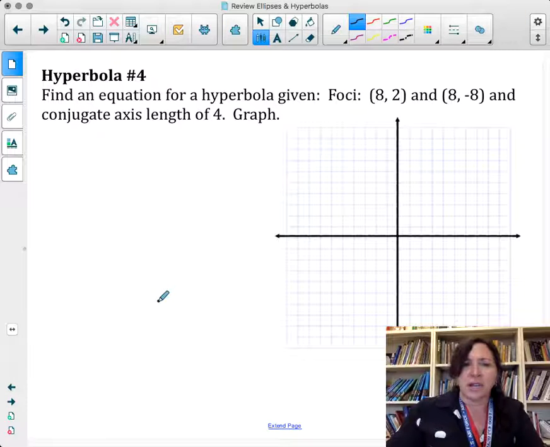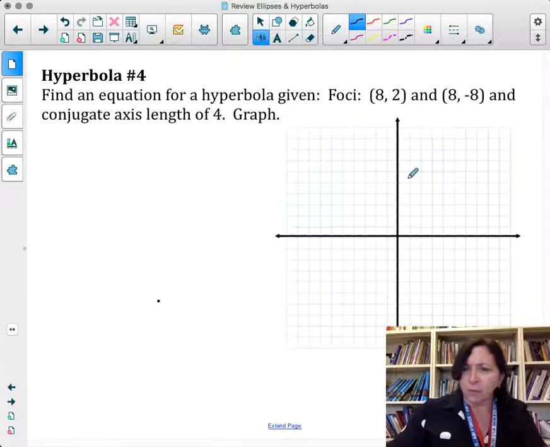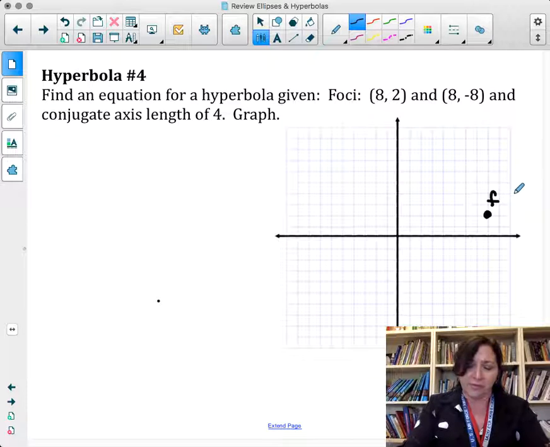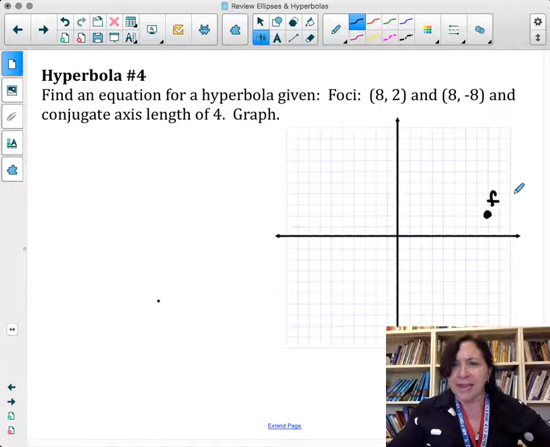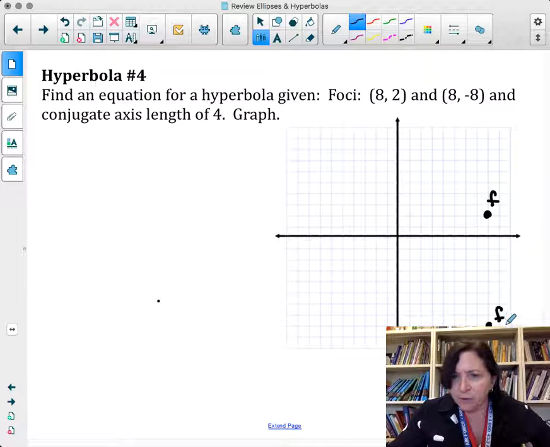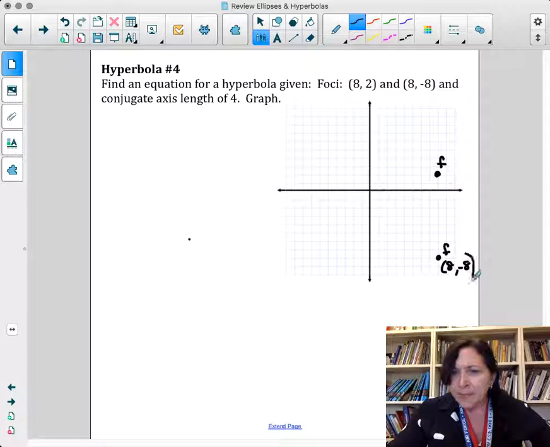So the last question is for hyperbola number 4: find the equation of the hyperbola given the focal points, which are 8, 2. So 8, 2, up 2, there's 1 focal point. I like to put like an F or a V for vertice, or F for foci, and then 8, negative 8. So 8, here's 8, negative 8, which is down here. So this is another foci, which is at 8, comma, negative 8. Let me move this up. And this value is 8, comma, 2.